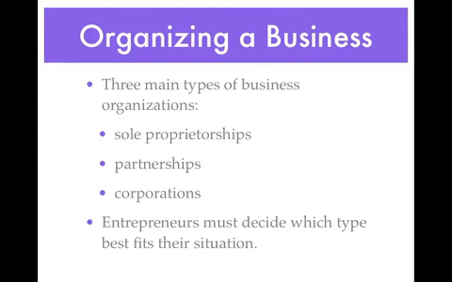So, organizing a business, the three main types of businesses that you can organize are sole proprietorships, partnerships, and corporations. An entrepreneur, after they've decided their product, their service, and they're writing up their business plan, has to decide which type of business is going to best fit their situation.